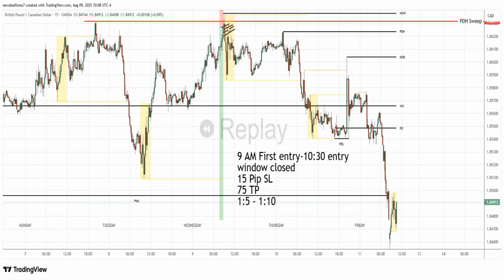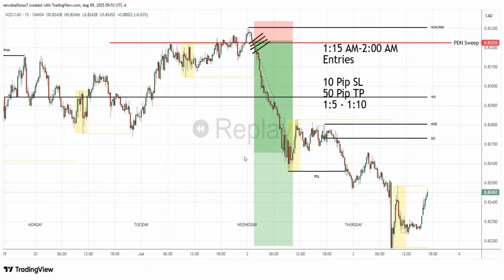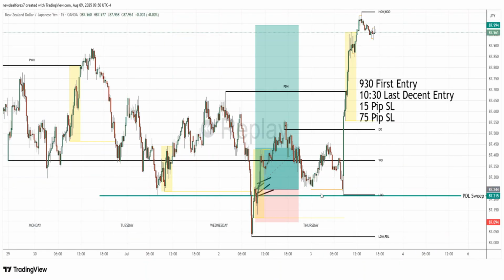So real quick, this one here was a 15 pip stop loss. 15 times 5 is 75. For this one right here, it was a 10 pip stop loss. 10 times 5 is 50. Easy enough. For this one right here, the stop loss could even have gone below this low of the day. So let's say, in theory, it was 15. Well, it was 15, but even if it was say 25, your take profit at 5 times would have been 125 pips.